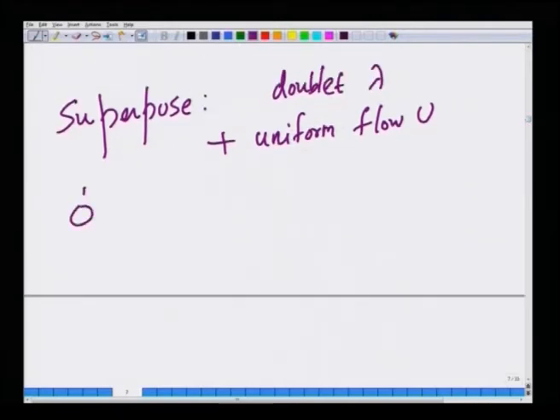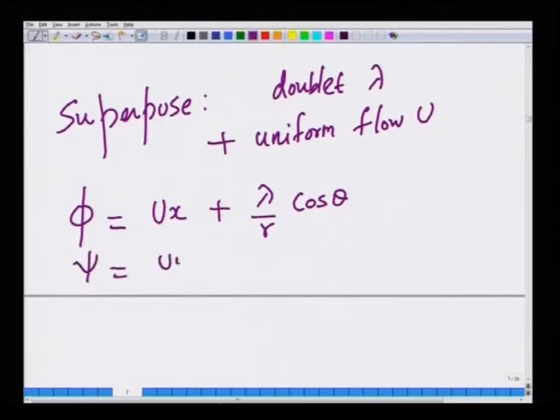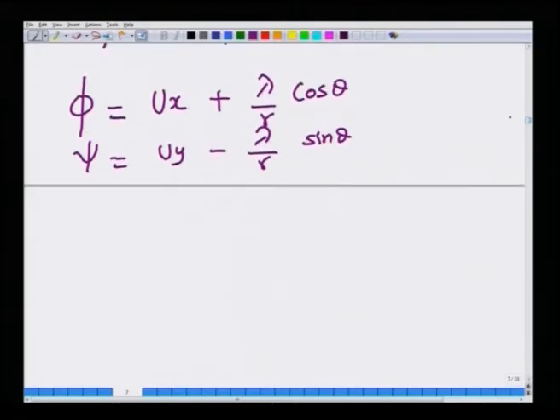We know what the uniform flow potential is, which is u x, and we know what the doublet potential is. Or similarly, we know the uniform flow stream function and the doublet stream function. We just derived this. I am going to show you, or demonstrate to you, that these correspond to potential flow past a cylinder. How are we going to do that?